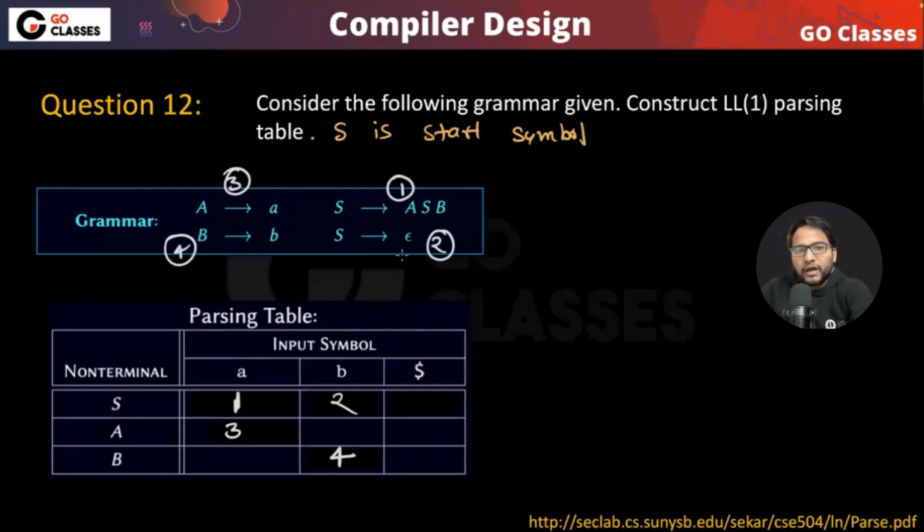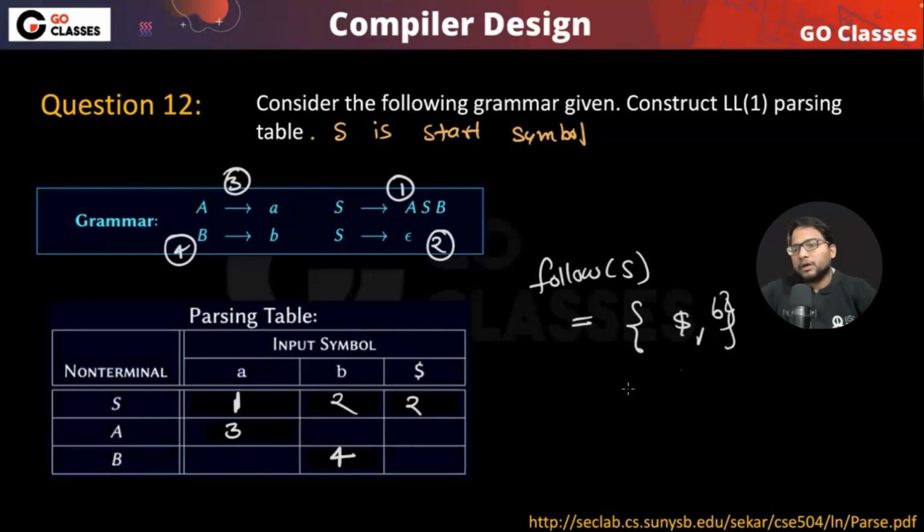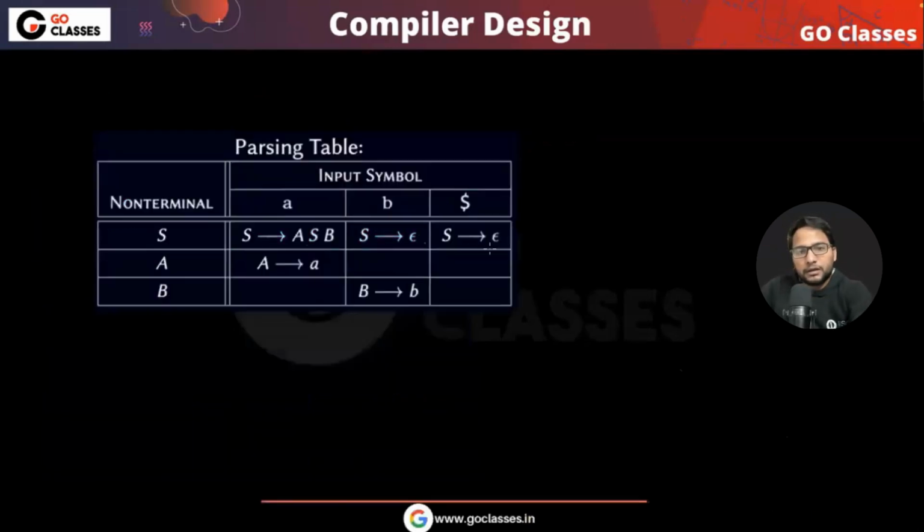Yeah. So here this 2, which is S gives epsilon, will be put in follow of S, right? So what are the follow of S? It is anyway dollar and the first of B, which is B. So these are the 2 follows. That's why it will be put in 2 places. Understood? So it will be like this. So this is the answer.